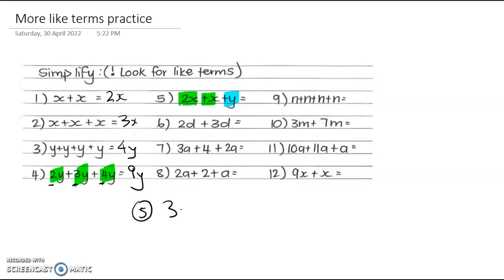We get 3x plus y. Number 6, I've got 2d plus 3d, so they are like terms. They go together, and that gives me 5d. In this one here, 3a plus 2a are like terms, but the plus 4 is not a like term. So the 3a and the 2a go together. That gives me 5a plus 4.